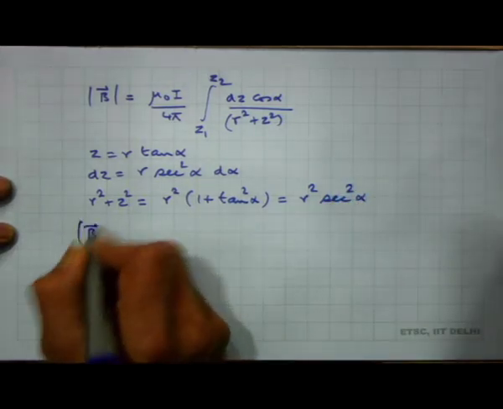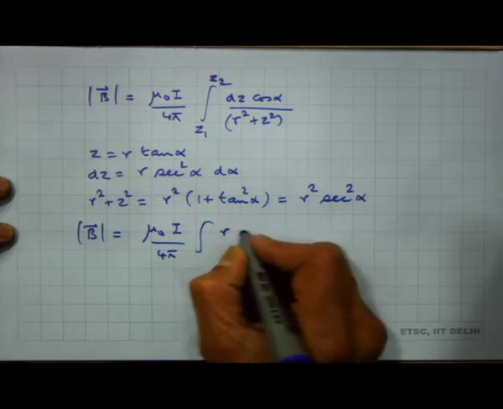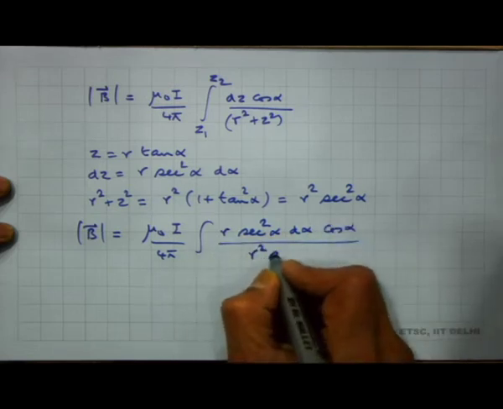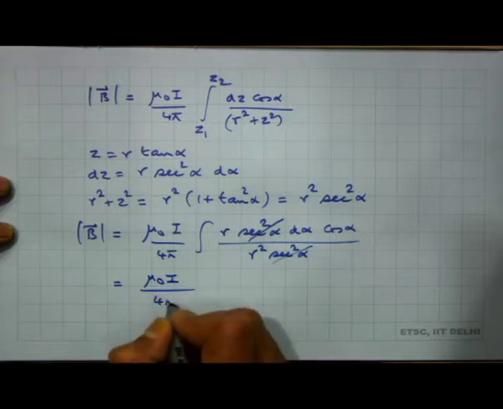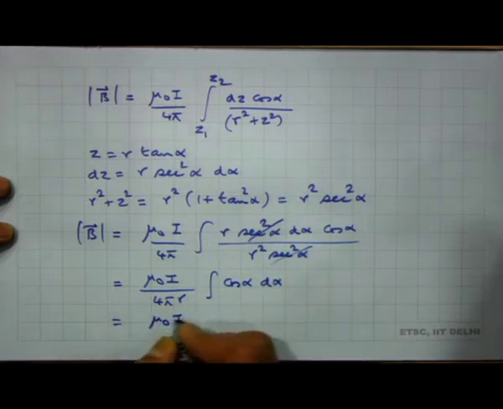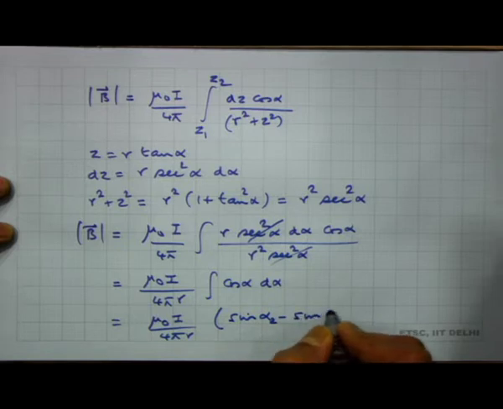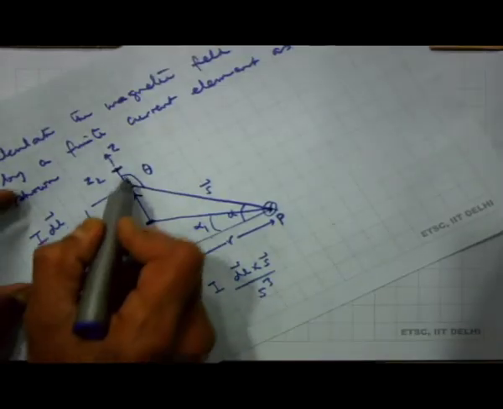So, magnetic field magnitude is mu naught I by 4 pi integral. So, dz is r secant square alpha d alpha cos alpha by r square secant square alpha. So, secant square alpha cancels off and I get mu naught I by 4 pi r integral cos alpha d alpha, which is equal to mu naught I by 4 pi r into sin alpha 2 minus sin alpha 1, where alpha 1 and alpha 2 are the limits. And so, let me write here. So, alpha 1 is this angle and alpha 2 is this angle.